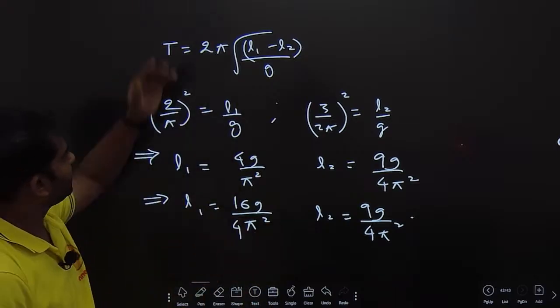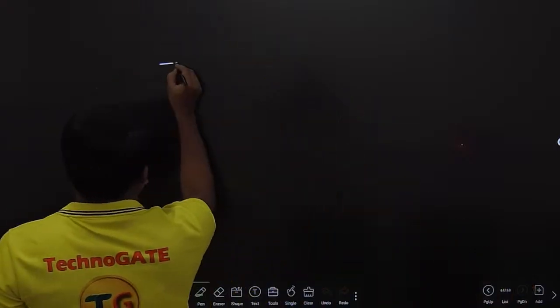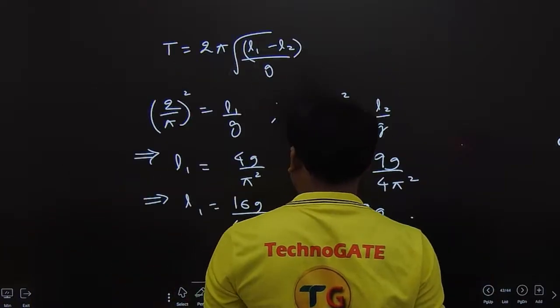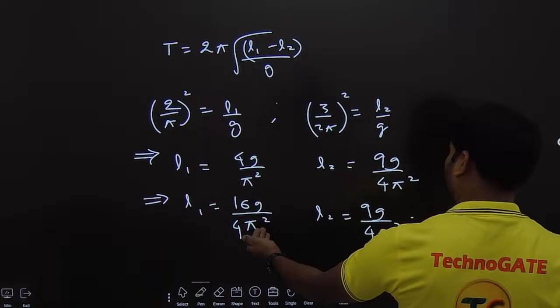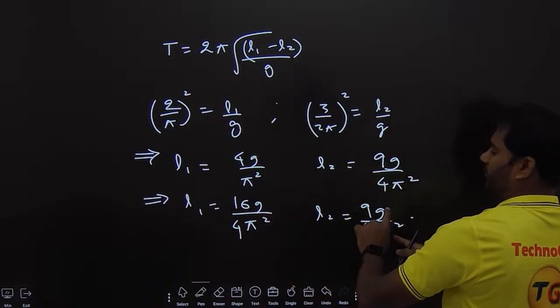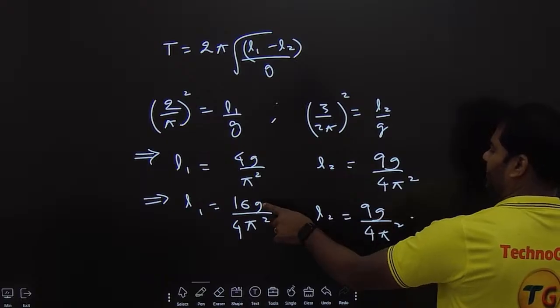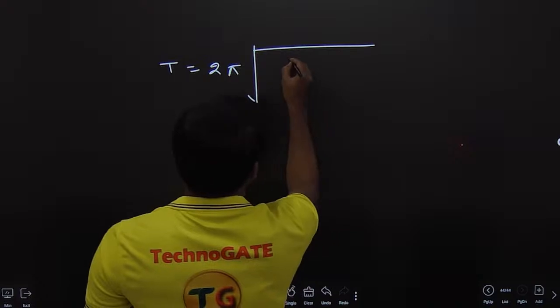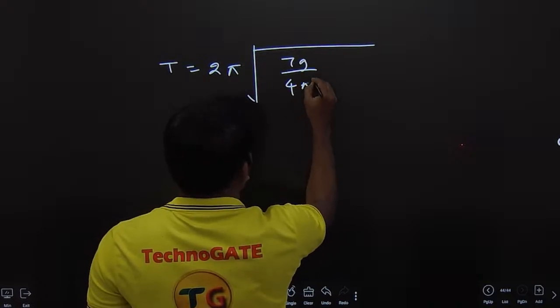Okay, let us substitute there. You will get time period is equal to 2 pi under root L1 minus L2. L1 is 16G by 4 pi square, this one subtraction. Difference, 16 minus 9, which is nothing but 7. And then 7G by 4 pi square.